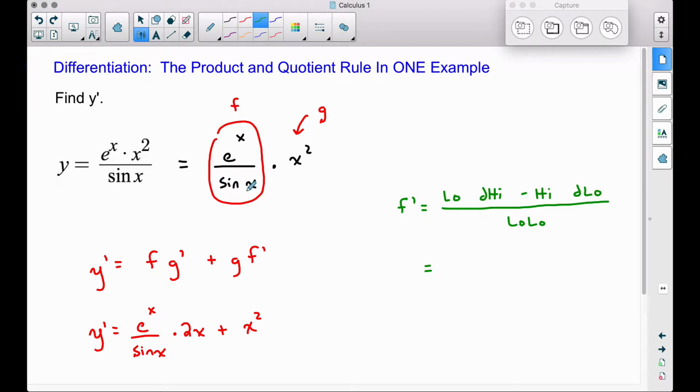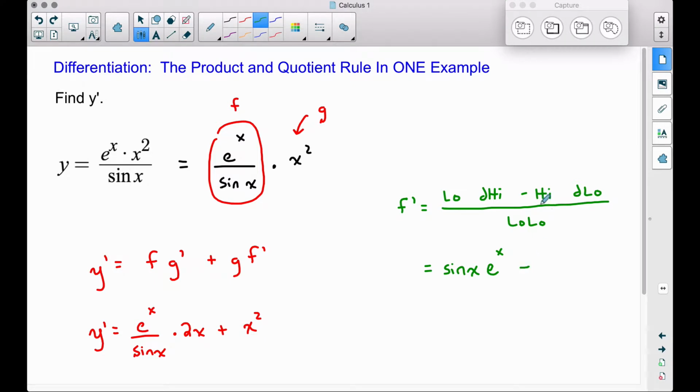However, since f is e to the x over sine of x, we have to apply the quotient rule to find f prime. So the way I remember quotient rule is the following: low d high minus high d low all over low low. And if you've seen the quotient rule videos that I've done, it's just a way to remember we take the lower function, so we're finding the derivative of f, take our bottom piece, sine of x. D high means the derivative of the top. Well, the derivative of the top in f is just e to the x, because the derivative of e to the x is e to the x.